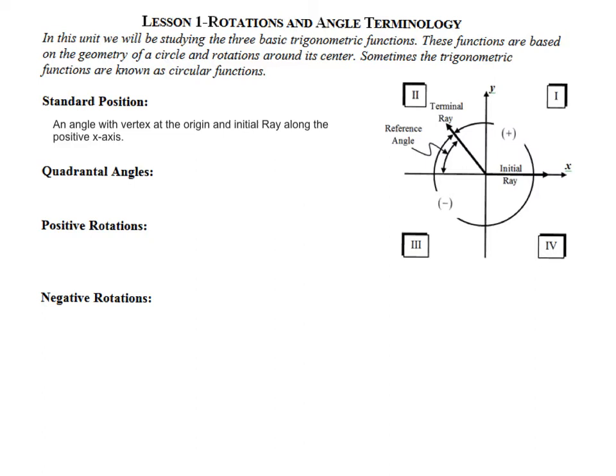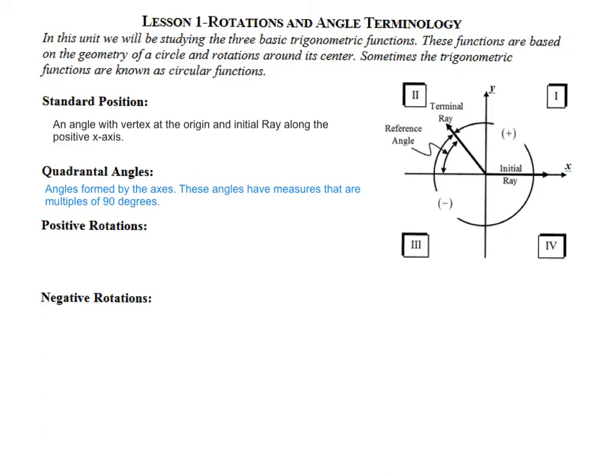So let's talk about one kind of angle here, a quadrantal angle. The quadrantal angles are defined as the angles that are formed by the axes. If we look at the measurements of them, these angles have measures that are multiples of 90 degrees.